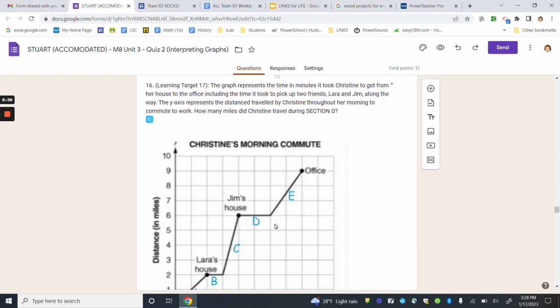Number 16, the graph represents the time in minutes it took Christine to get from her house to the office, including the time it took to pick up 2 friends, Laura and Jim, along the way. The y-axis represents the distance traveled by Christine throughout her morning to commute to work. How many miles did Christine travel during section D?